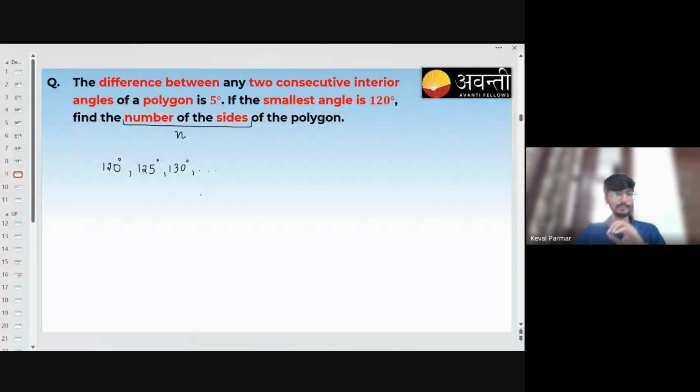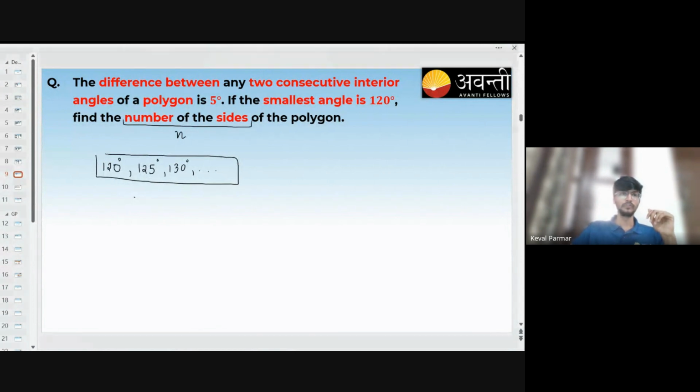I don't know where it will go. That depends on the number of sides of the polygon. For that, I did not write the n terms. Did you get it? How I formed this AP? If yes, give me a thumbs up. Super. So it is an n-sided polygon. I think you must know the formula.